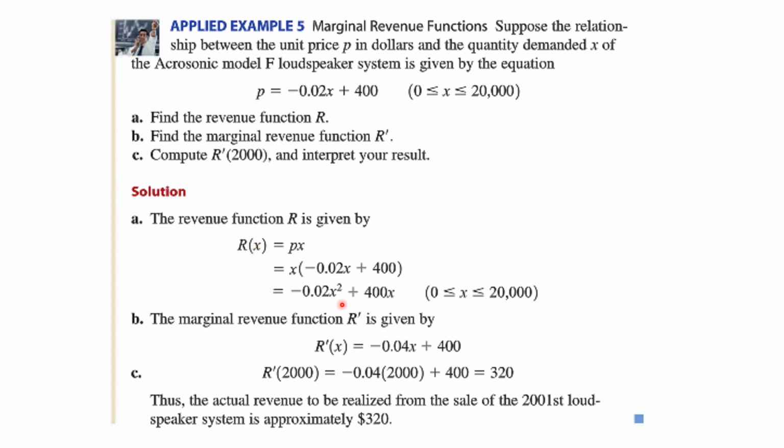R of x is equal to this expression. Now we're going to take the derivative with respect to x, and we get this. And we plug in 2,000, and we get 320. That means the actual revenue to be realized from the sale of the 2001st loudspeaker is approximately $320.